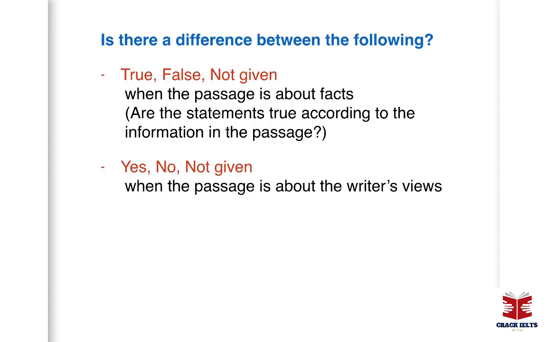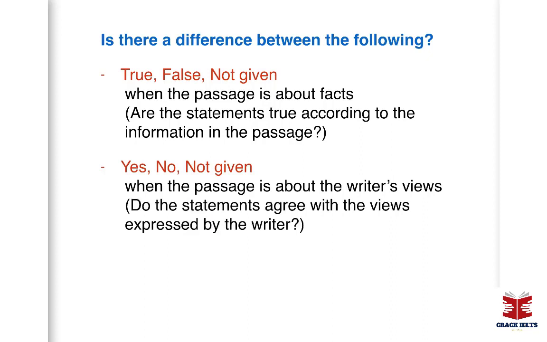On the other hand, the exam uses Yes or No when the passage is about the writer's views and opinions, not about facts. The reason they say Yes or No is that it asks you: do the statements agree with the views expressed by the writer? The words Yes and No answer the question, do these statements agree? Yes, they agree, or no, they don't agree. That's why we need to write Yes or No, or True or False in each type of question.